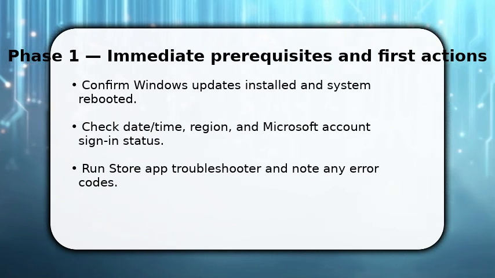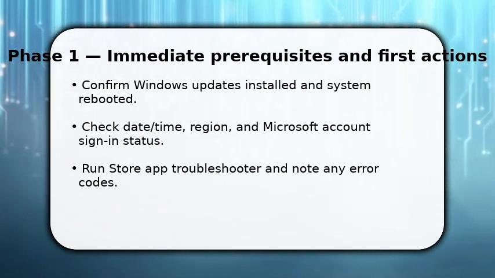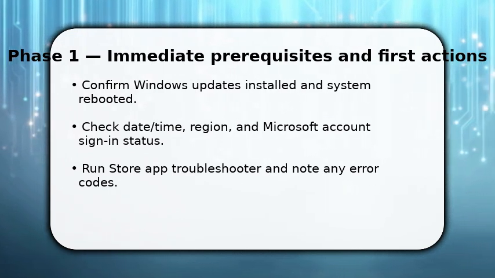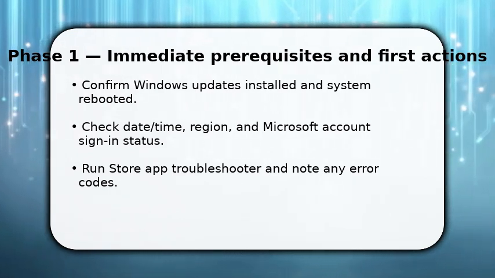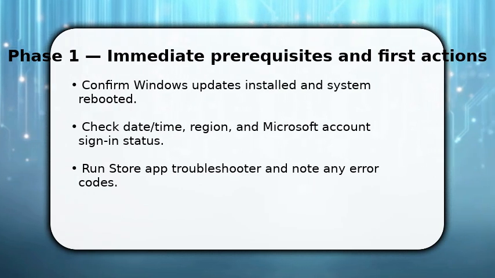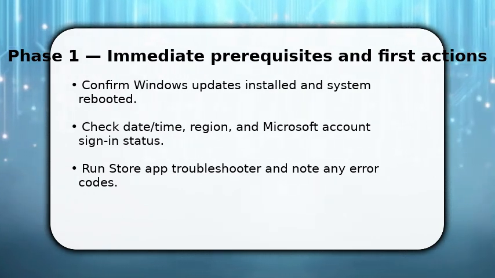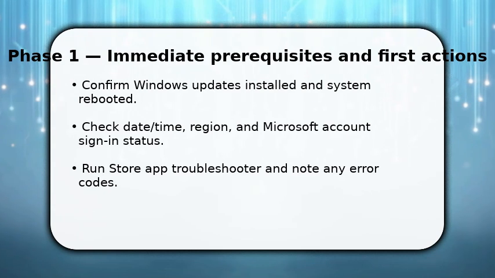Next, open Settings, go to Update and Security, run the Windows Store Apps Troubleshooter and record error codes. This gives you precise direction. If the troubleshooter auto-fixes something, test the store now. If not, move on to deeper repairs.